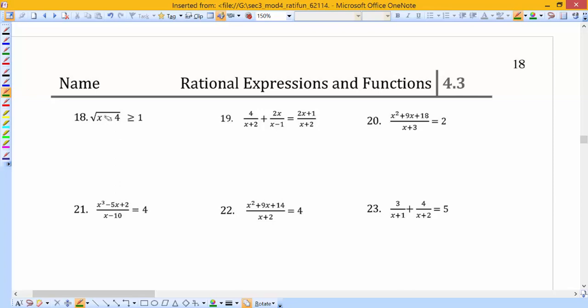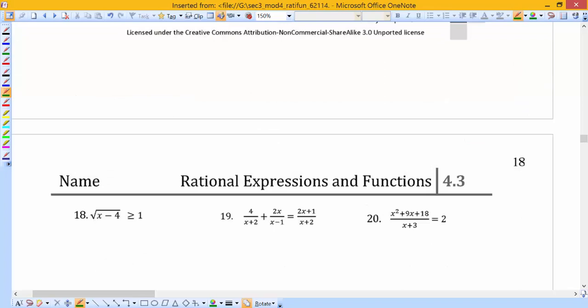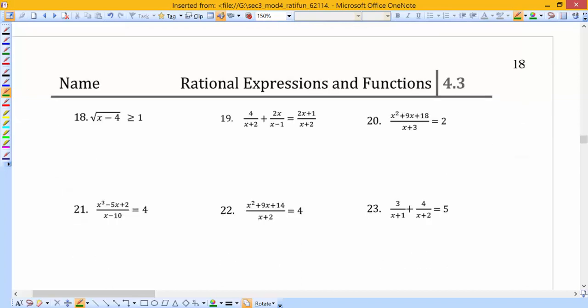In class, we have been working on what to do when it is in inequality form, and we've talked about this in previous homeworks where you've had to test values on a number line. So I'll go ahead and do 18 for you. I square both sides. I'm left with x minus 4, and I'm going to just change this to an equal sign with a 1. Then I'm going to add 4 to both sides. So x is going to equal 5.